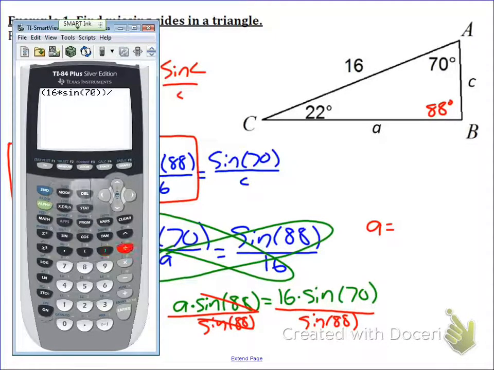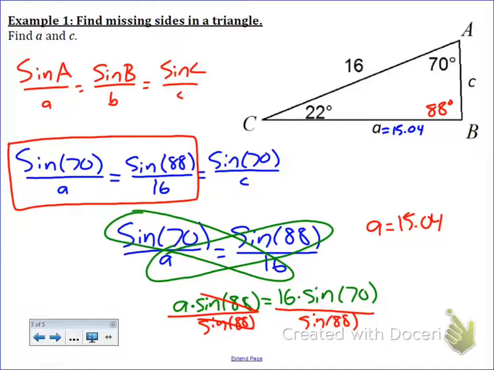I'm going to divide that by the sine of 88. So sine of 88, close that parenthesis, and then press enter. And that should get 15.04. We'll go 2 decimal places, so 15.04 will be the length of side A. So A is 15.04, and now it's time to go back and find out what C is.